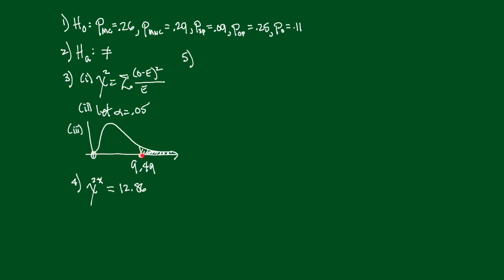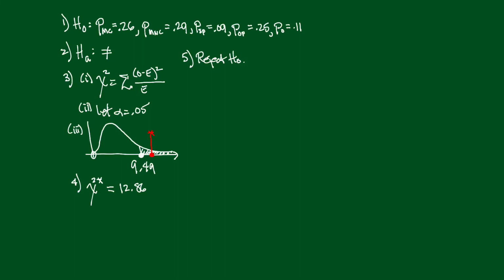Here's 9.49. Our computed value is 12.86. So just on the number line, 0, 9.49, 12.86 is out here. So I'll draw a line and put a star, because to me that star matches the one on my critical value. So we're out here in the critical region, and in that critical region, I'm going to reject H0.